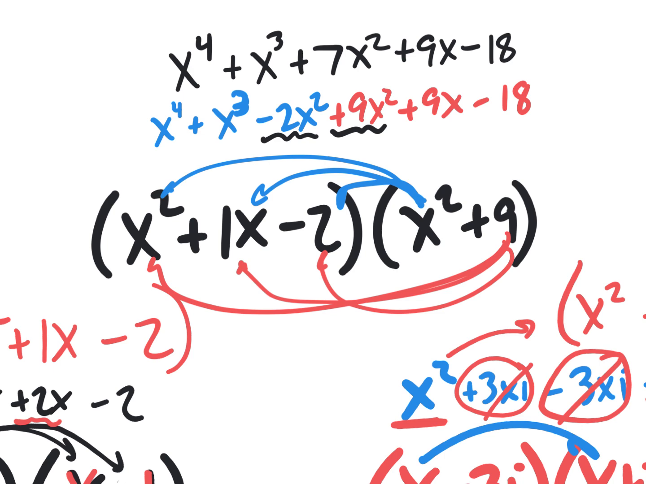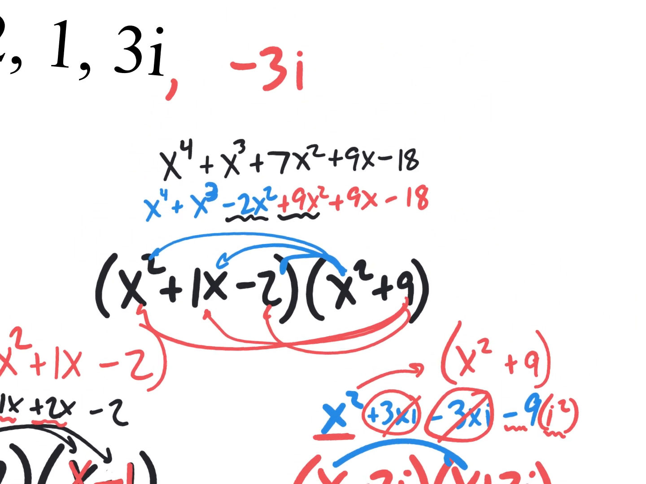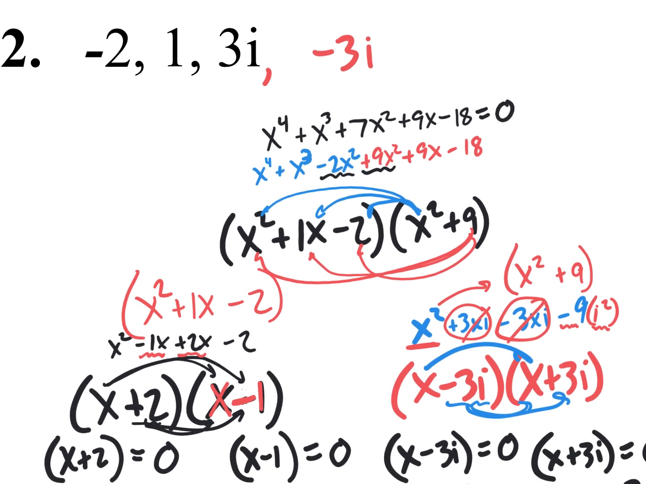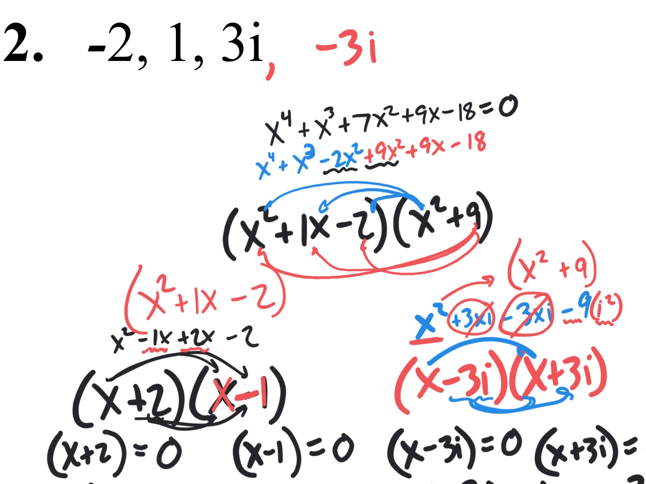Ladies and gentlemen, this is the quartic polynomial equation. If you were to set it equal to 0 and solve that, it would give you those four answers: negative 2, positive 1, 3i, and negative 3i. Okay? If you were to graph this x to the fourth plus x to the third plus 7x squared plus 9x minus 18 on Desmos, you would see that it crosses right through the value negative 2, right through the value 1, and then your other two answers obviously are imaginary, giving you a total of four answers to this fourth degree polynomial equation.